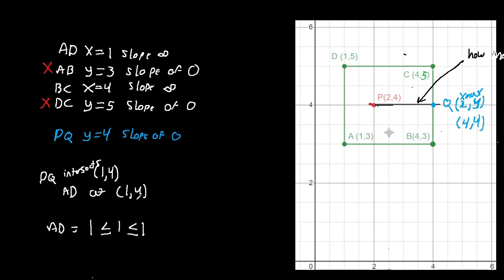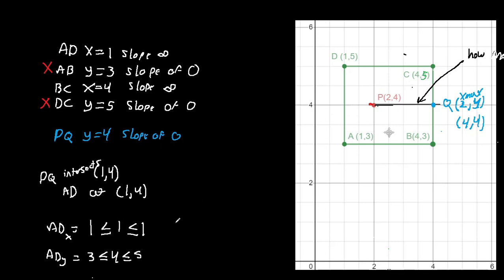That's a yes. So this is ADX. So we have to check the y, ADY. So y, it goes from 3 to 5. So is 3 less than or equal to 4 less than or equal to 5? Again, we're just comparing the lowest y coordinate from the line to the y coordinate of the point of intersection to the highest y coordinate of the line. And we see that this checks out.